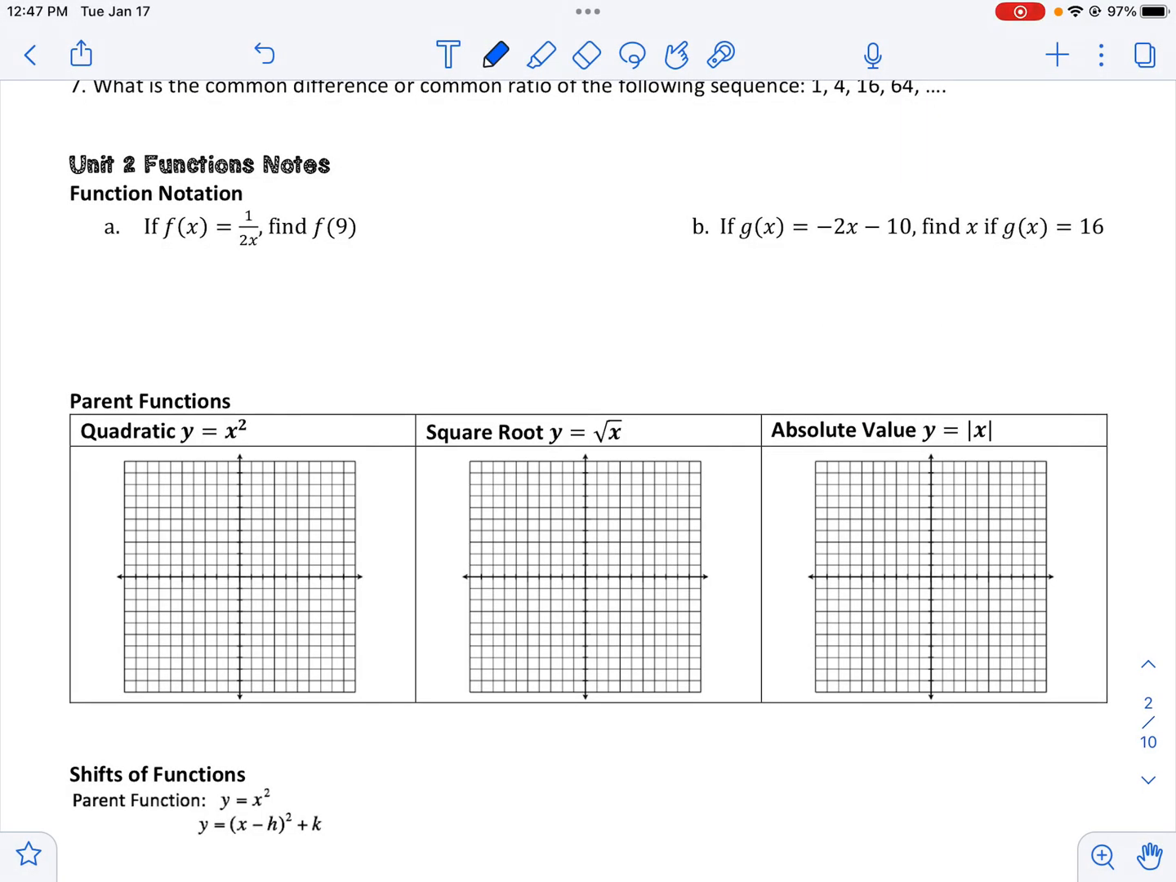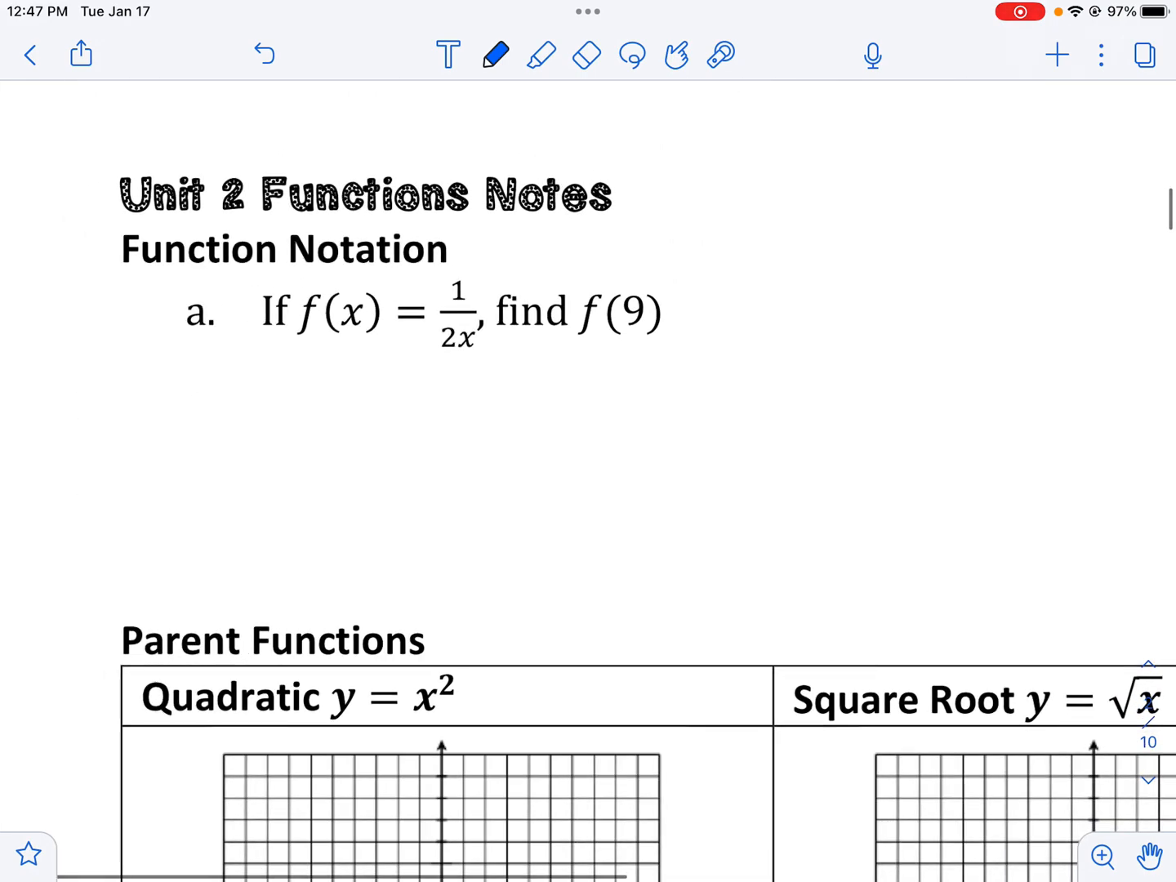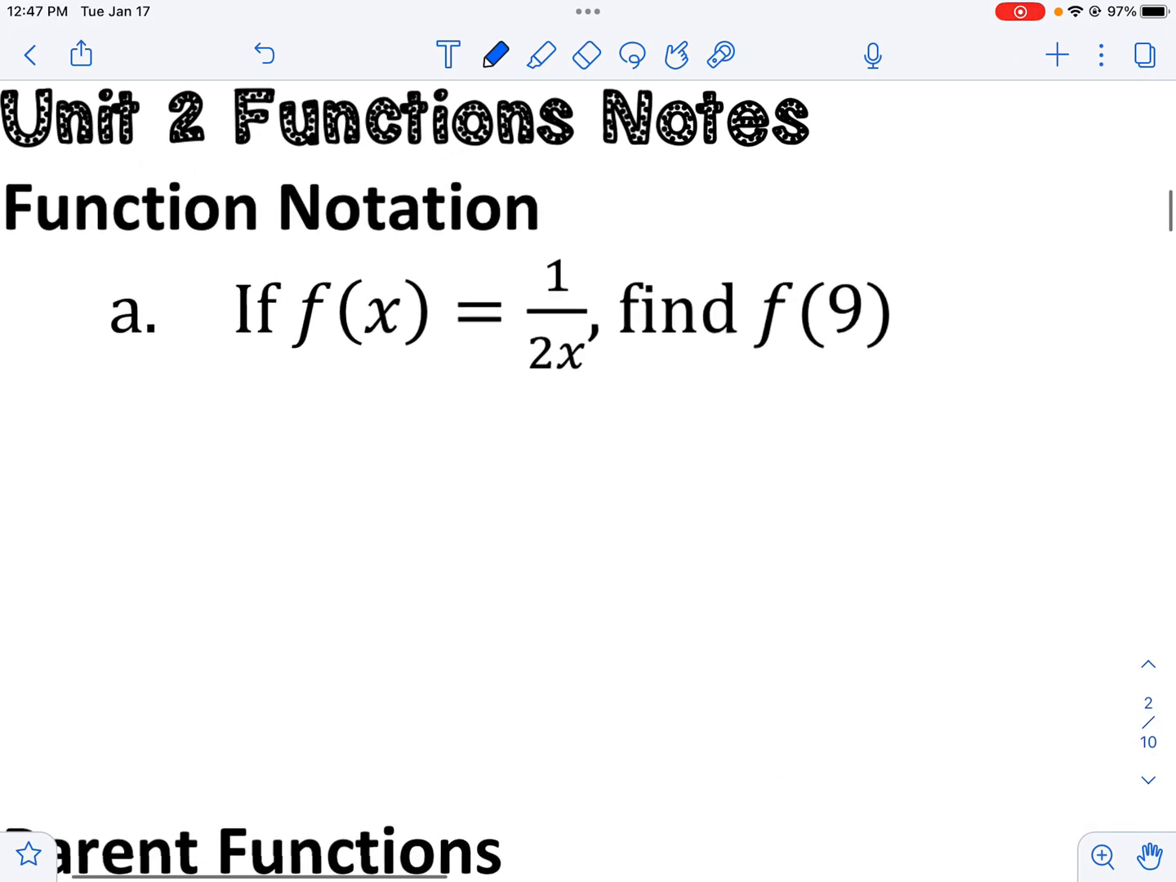In Unit 2, we looked at functions. One of the things that we looked at first was something called function notation. And that is, f of x is just another way of saying y equals. So this does mean y equals 1 over 2x.